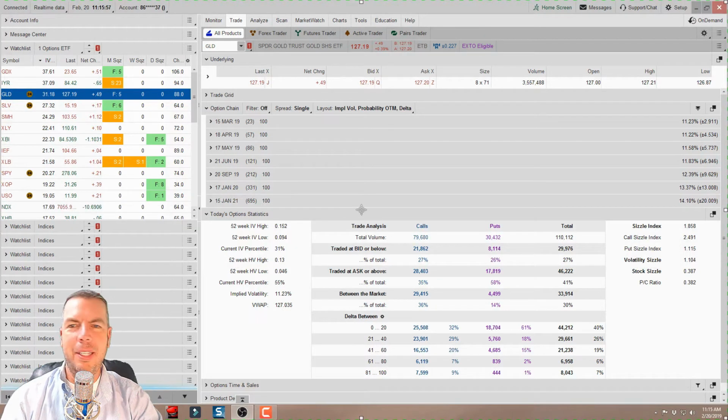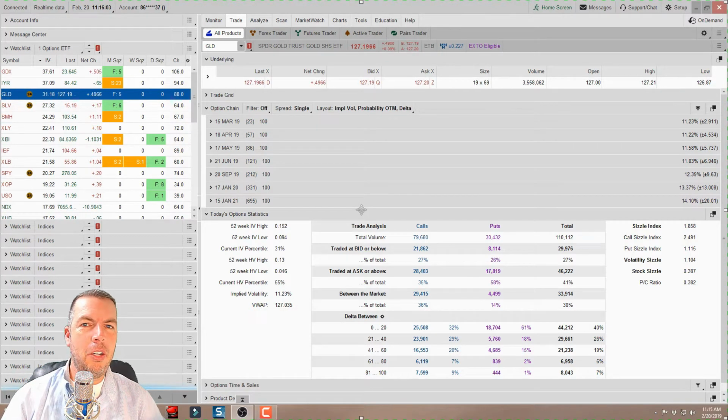Let's talk about what this means, because when we're talking about implied volatility and implied volatility ranking, or IV ranking, there are so many numbers out there as an options trader that can really get you bound up, wondering what numbers you should be looking at. So let's talk about that.